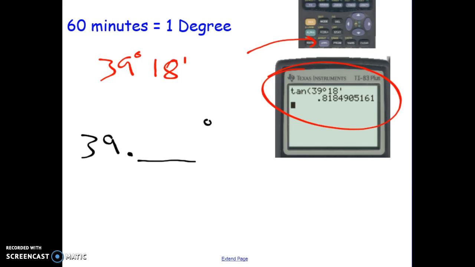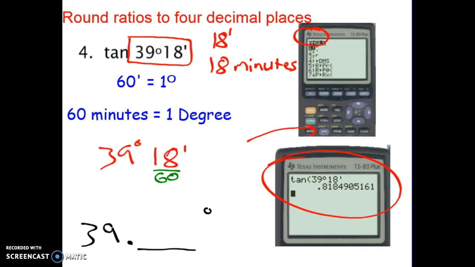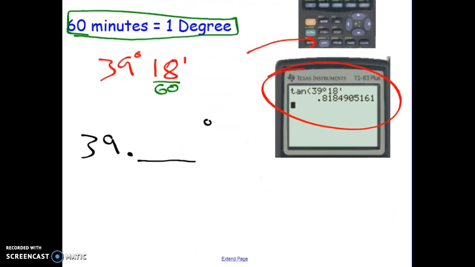So to figure that out, I'm going to take my minutes, in this case 18, and I'm just going to divide it by 60, because after all, there are 60 minutes in 1 degree. So if I ever need to convert minutes to degrees, I'm just going to divide by 60. Well, 18 divided by 60, if I go to a calculator, that's going to give me 0.3. So I have 39 whole degrees and 0.3 partial degrees, or decimal degrees.